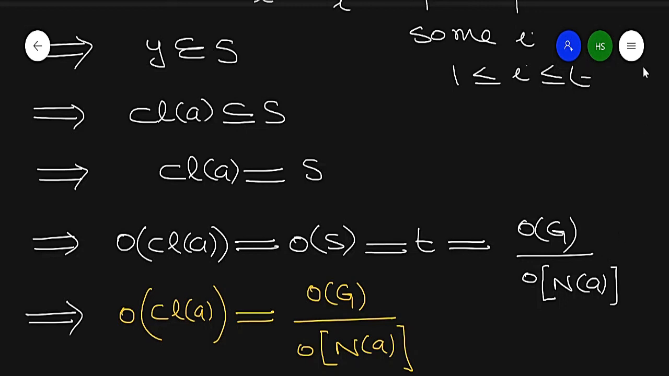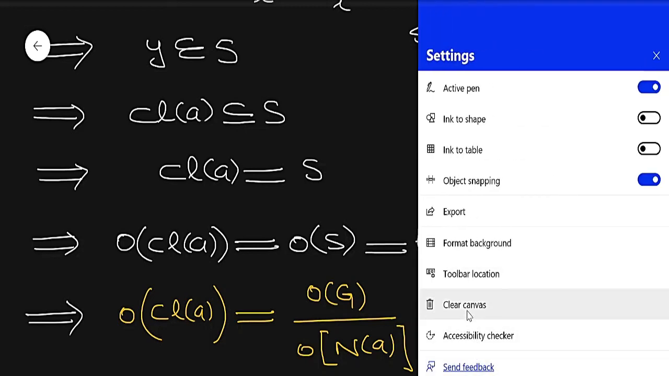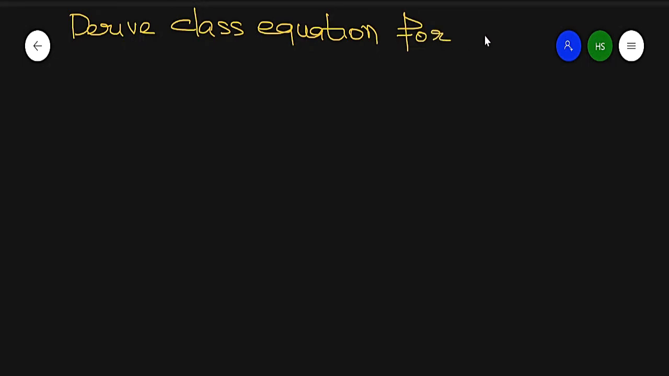Now after that we are going to our main equation. This is called the class equation. So what is the statement of the class equation? The statement is: derive the class equation for a finite group G.